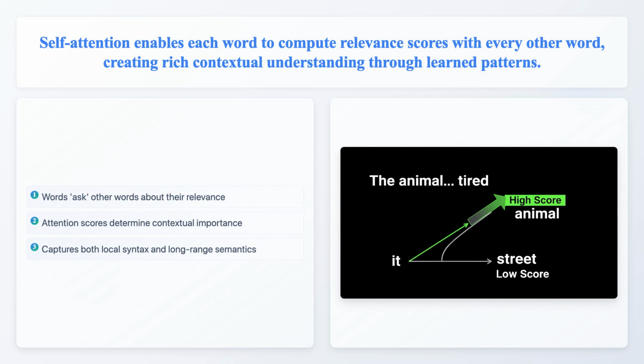Consider our earlier example. The animal didn't cross the street because it was too tired. When processing the word "it," the model needs to figure out what it refers to. Self-attention allows it to look at both "animal" and "street" and compute relevance scores. In this case, "animal" would receive a much higher attention score than "street" because the context suggests that animals, not streets, get tired. This isn't programmed. It's learned from patterns in training data. The beauty is that this happens simultaneously for every word with every other word, creating a rich web of contextual understanding that captures both local syntax and long-range semantic relationships.